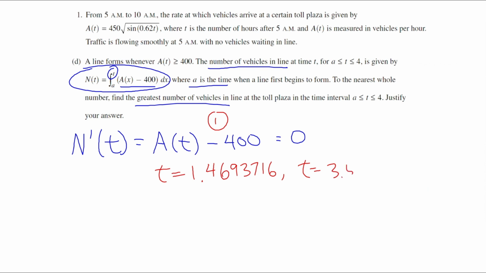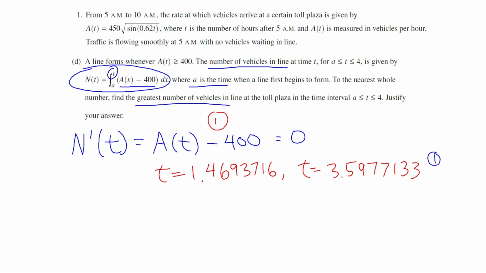So we'll note that here. T is also 3.5977133. And so getting those two values there is your second point.